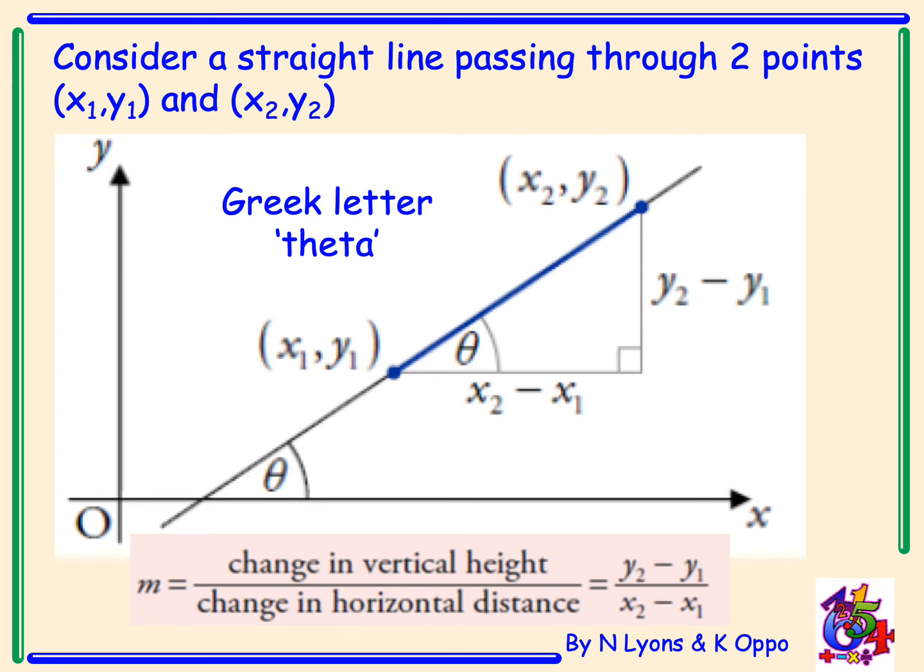Let's start by considering a straight line passing through two points, as shown, x1, y1 and x2, y2. Now, the gradient of that line is the change in vertical divided by the change in the horizontal distance. That's y2 minus y1 over x2 minus x1. We can see from this diagram that the line is making an angle theta with the x-axis. Theta is a Greek letter we use often in higher maths to denote an angle.